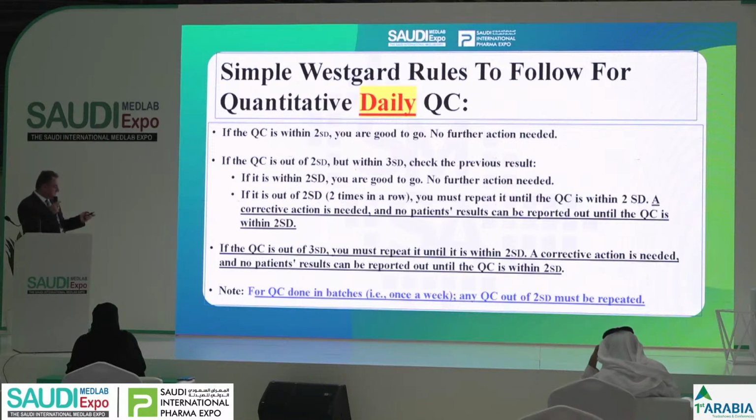Now, for anything that is batch, batch means you run weekly, once a week, once a month, twice a month. We call that batch testing. Anything that you batch, the recommendation is to repeat the QC every time you are out of 1-2 SD, because you don't know what happened to your method or to your instrument while it was not in use.